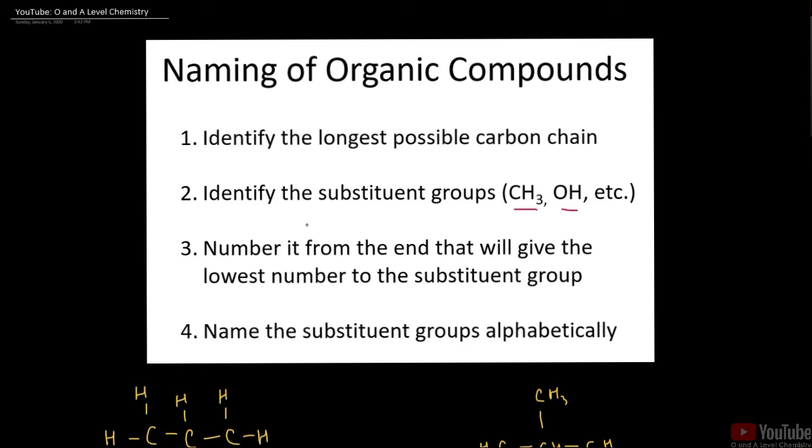And then the last one is, if you have multiple substituent groups, which is if you have multiple functional groups attached to your chain, you would have to name them alphabetically. You can't just name them randomly. So we're going to do some examples, and hopefully that will clear everything up.